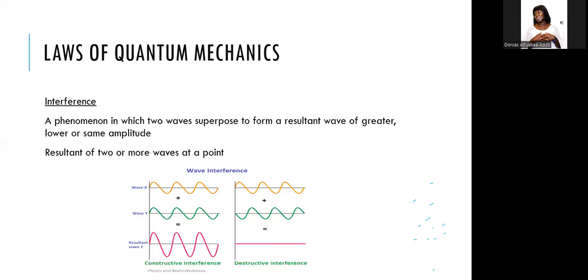And then we have interference. Interference is a phenomenon where two waves are superposed to form a resultant wave of greater, lower, or the same amplitude. So the resultant of the two or more waves at a point. This is what the little picture at the bottom shows: we have wave X, wave Y, and then resultant wave Z. It could be constructive interference or destructive interference.